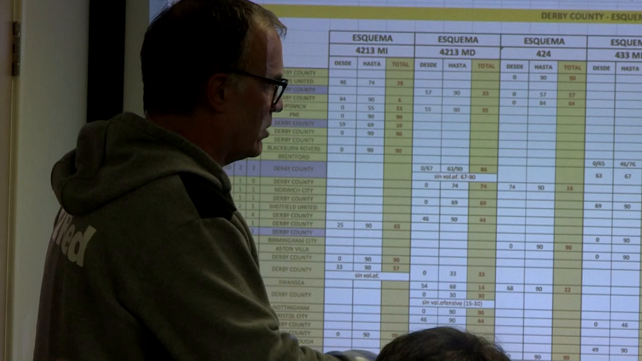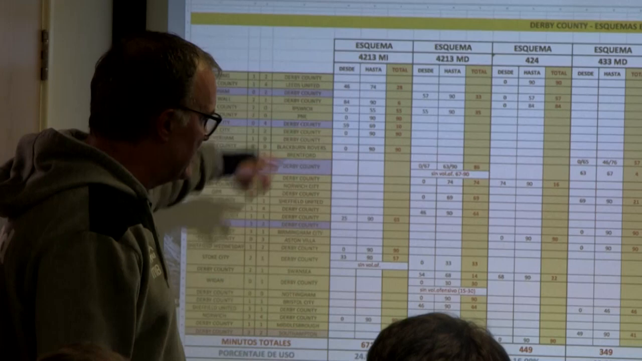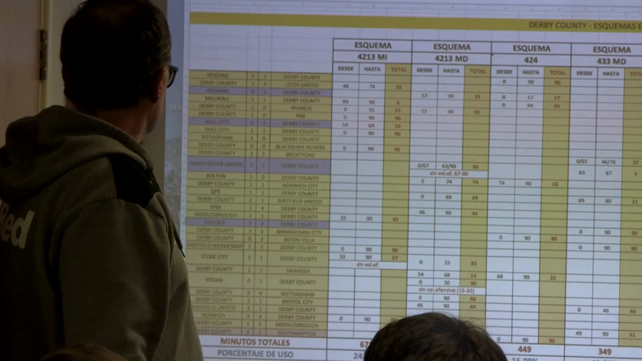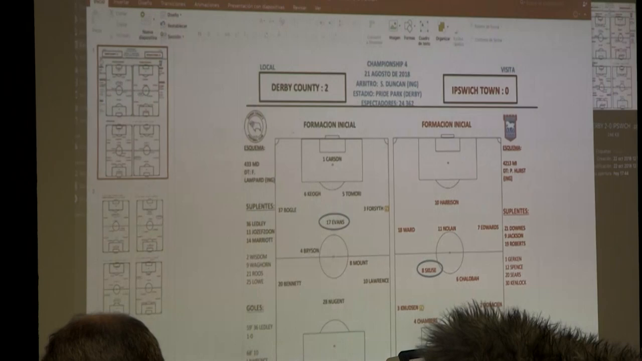How do we gather all this information? From the analysis of the 31 games. Show me the numbers of the games. Give me any number, please.